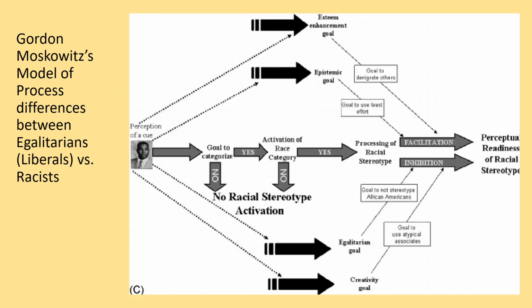Yeah, here's a complicated diagram. This is Gordon Moskowitz's model that shows the differences in how egalitarians versus racists process information. Okay, so you can see initially over there, you see an African American man. And at the top, you can see the types of goals. Gordon Moskowitz would say that for racists, two goals are primarily activated when they see someone of another group. First is, how do I use the least amount of effort to think about this person?